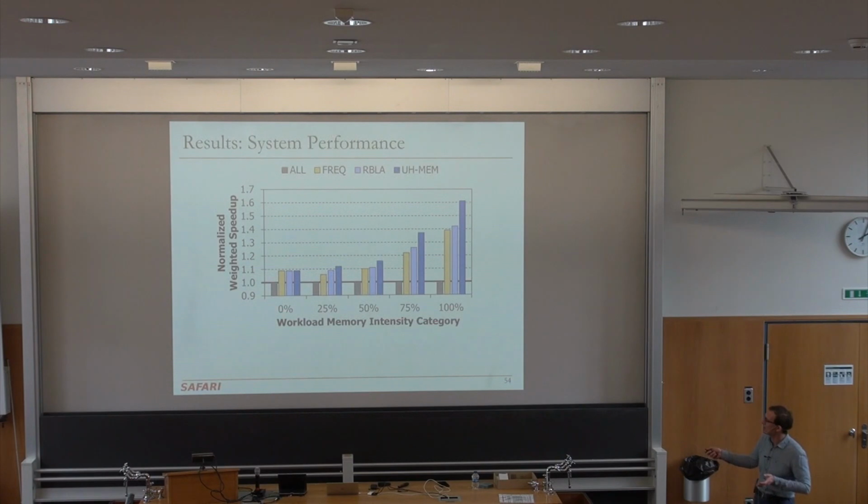This basically categorizes applications based on how intense they are in terms of accessing memory. Higher intensity means that they have a lot more accesses to memory, and lower intensity means that they have a lot fewer accesses to memory. So as you can see over here, this utility-based management actually buys significant performance improvement compared to the best previous mechanism, as expected, but it's more complex also.